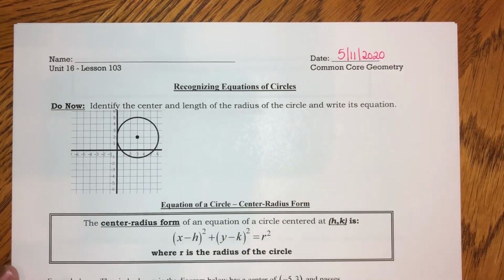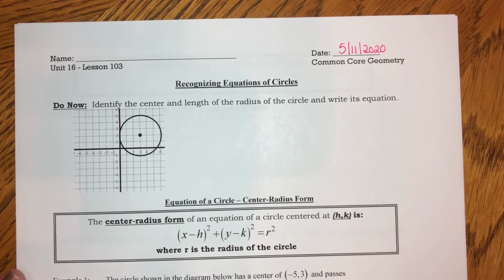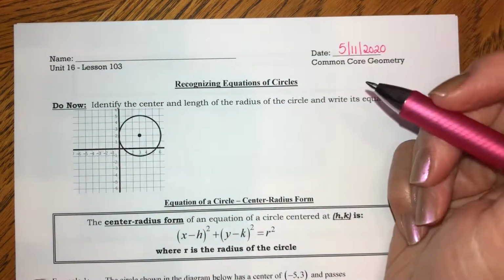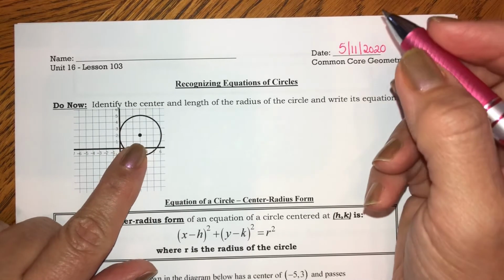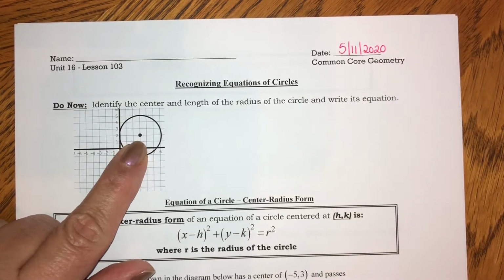So here goes. The do now is just a quick review question from what we learned about in the last lesson. So we're going to just quickly run through that. They want us to identify the center and the length and write the equation. Well, that's convenient because those are the two things you need to write the equation of a circle.